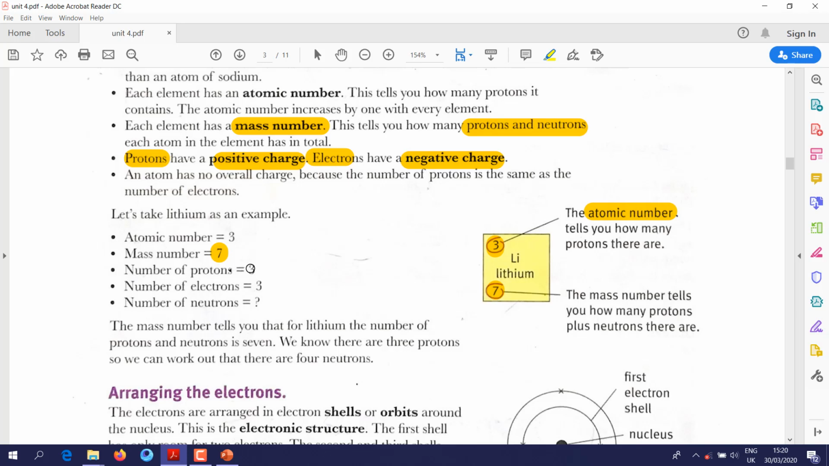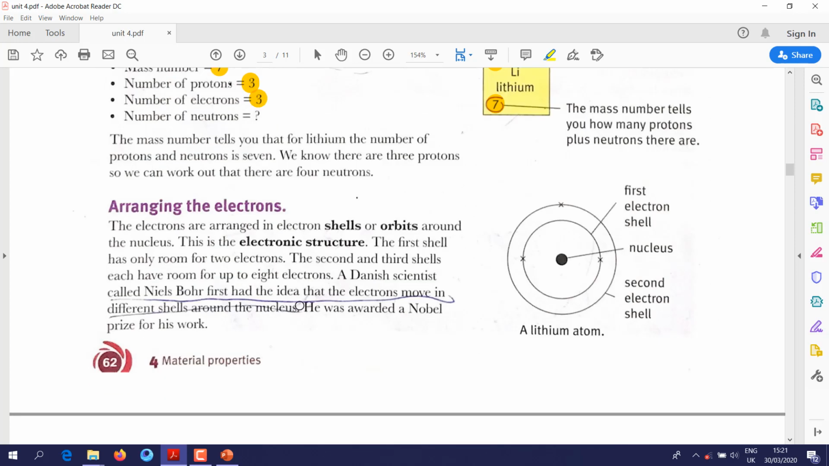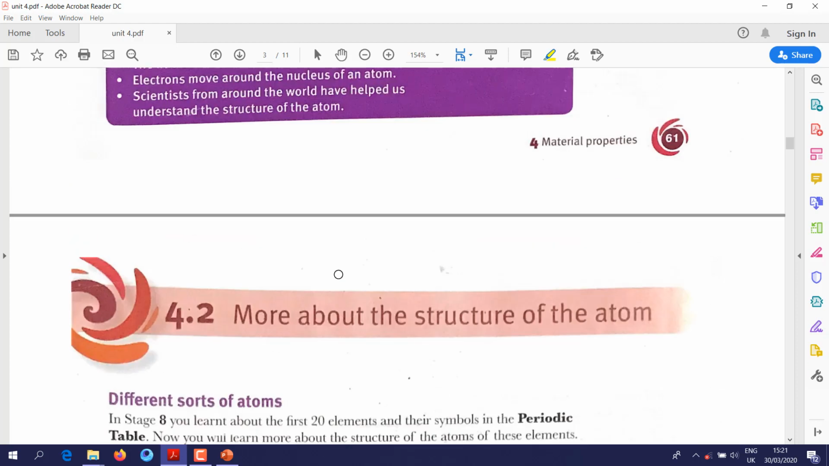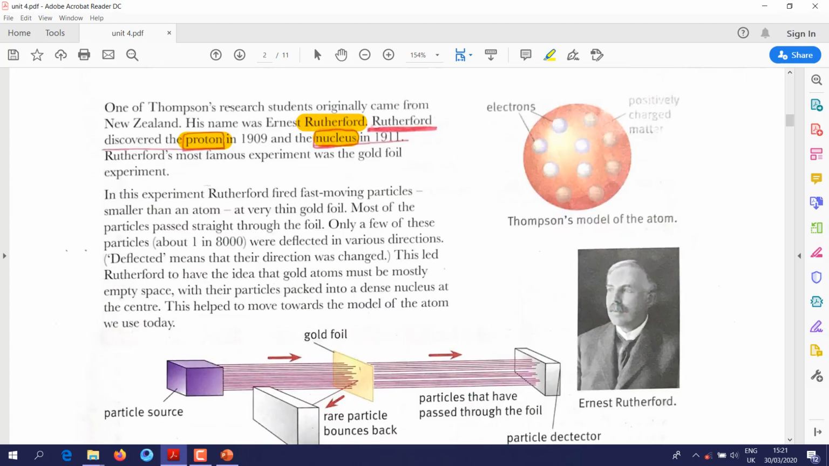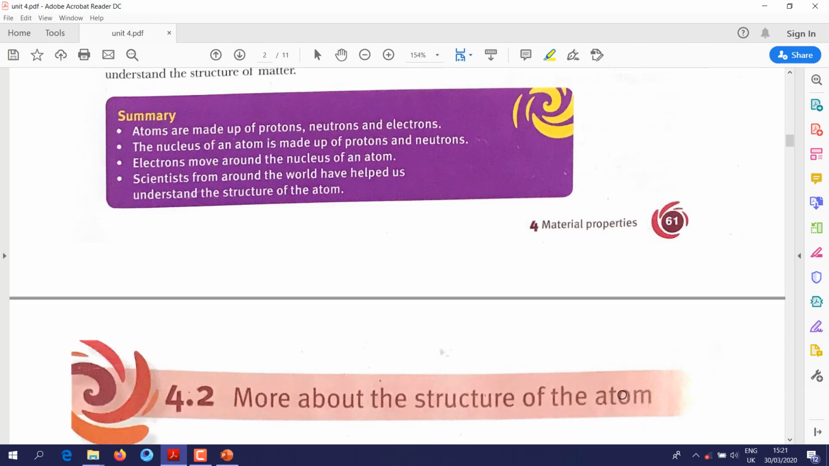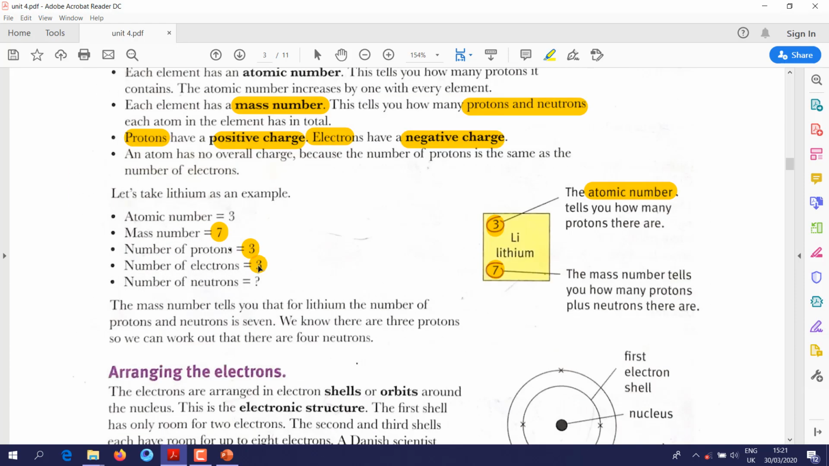What is the number of protons? How many protons do we have here? 3. How many electrons do we have here? Also 3. But why 3? Here it's not mentioned. In neutral atoms, all the atoms, the number of protons is equal to the number of electrons. Let's go back to this example. Here, how many protons did we have? 1, 2. 2 protons. How many electrons? 1, 2. So always the number of protons is equal to the number of electrons. So here, that's why the number of electrons is 3.